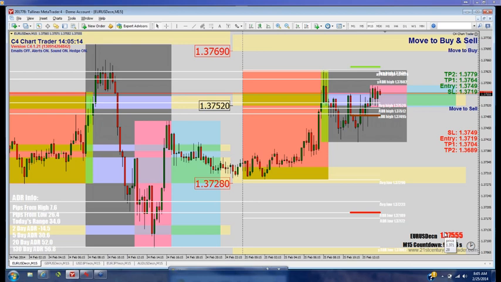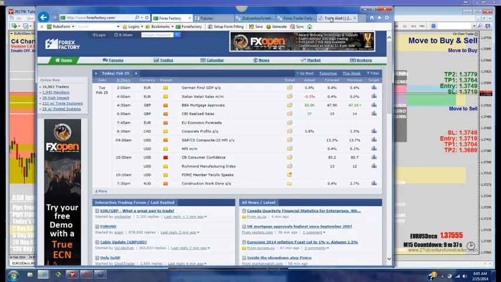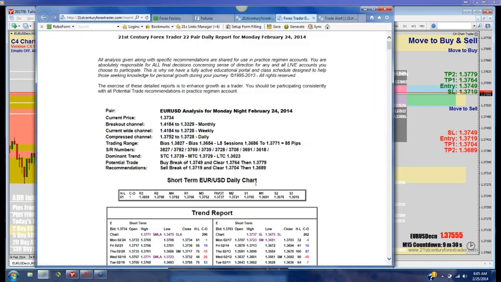All right, 37.55. So our first stop, once we get current price, is over to our daily report, and we're going to pull up our channel information, which is right here. We see that we have a channel top at 37.52, and we have a channel bottom at 37.28.